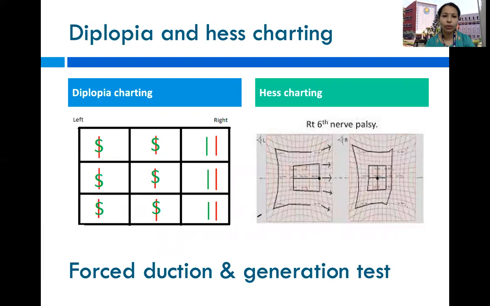We also need to do the diplopia and Hess charting to identify the diplopia, as well as serial follow-up of the patient, which will help us to know whether the condition is improving, worsening, or remaining the same. We can do a force duction and a force generation test to know whether it is a paralysis or there is some other restrictive pathology. And we will also know the strength of the lateral rectus muscle when we do the force generation test.